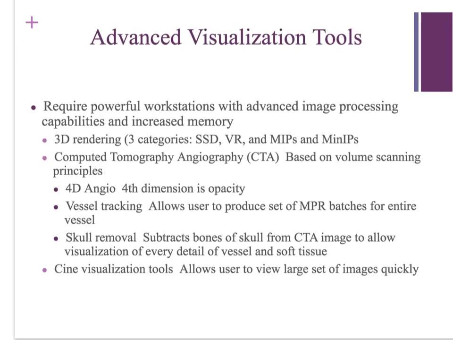To go into the CTA tool a little further, there's 4D angio, which is a fourth dimension, and that is opacity. Then there's vessel tracking, which allows users to produce a set of MPR batches for the entire vessel. There's skull removal, which subtracts the bones of the skull from the CTA image to allow visualization of every detail of a vessel and soft tissue. Then another visualization tool is Cine, which allows users to view large sets of images very quickly.